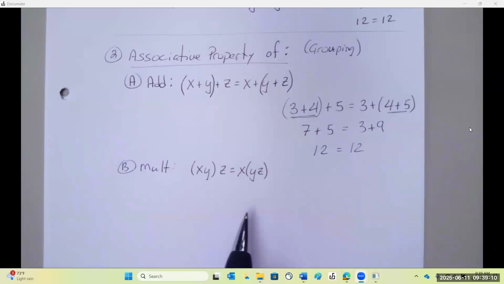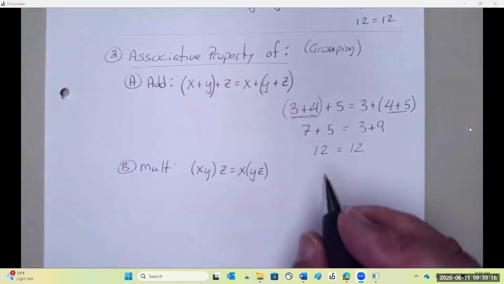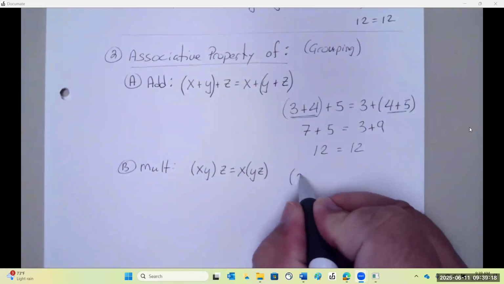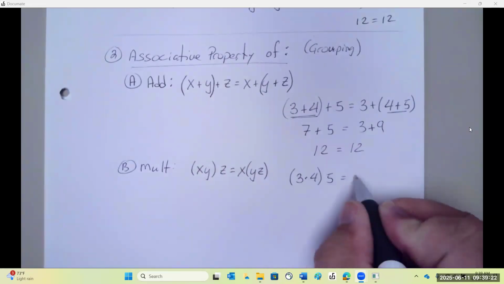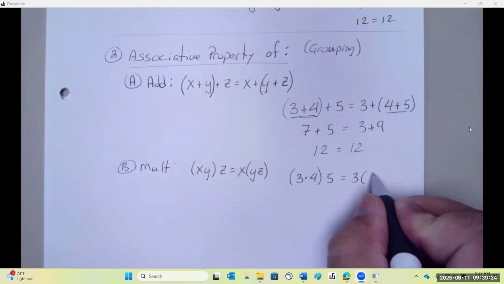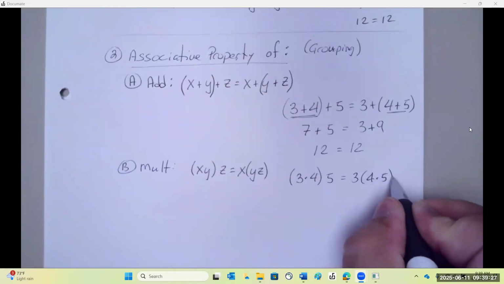Can we multiply x and z first? Yeah, by commutativity. We can move them around and multiply those together first. So we have 3 times 4 times 5 equals 3 times 4 times 5.